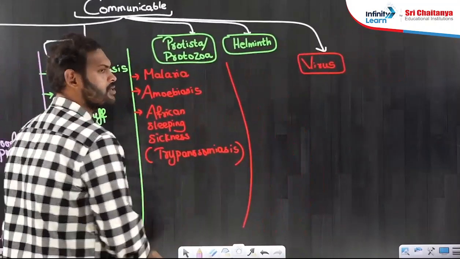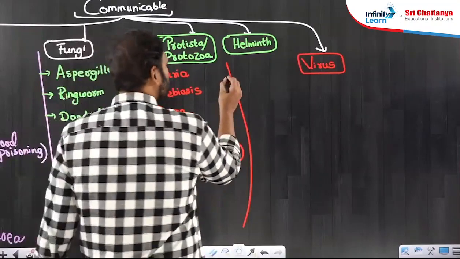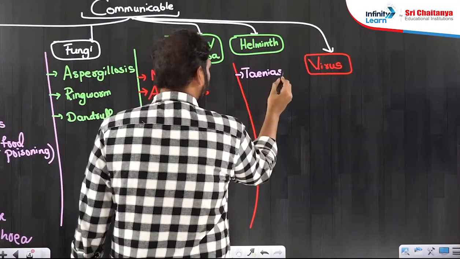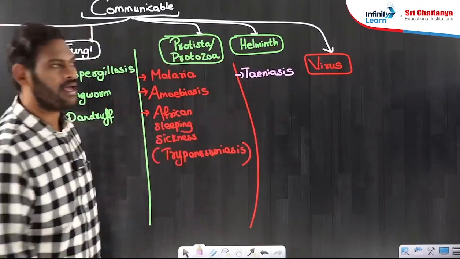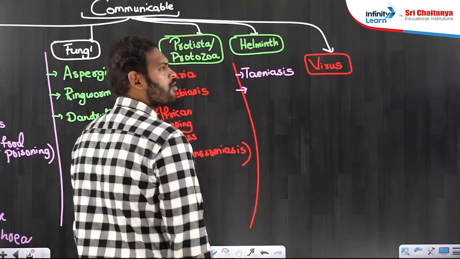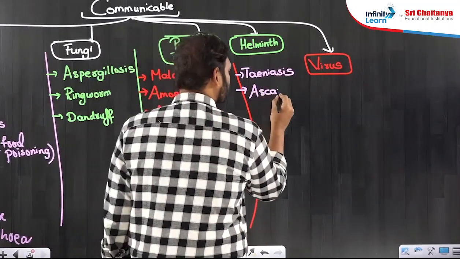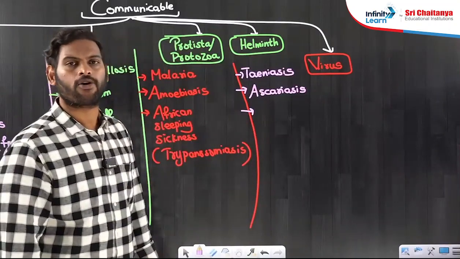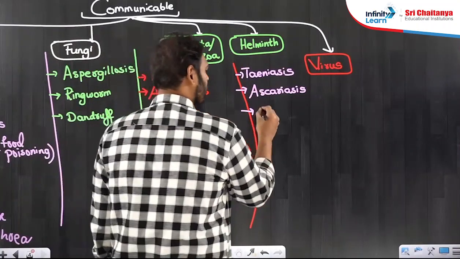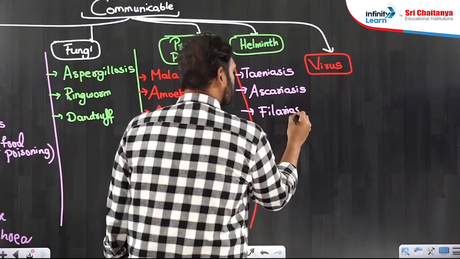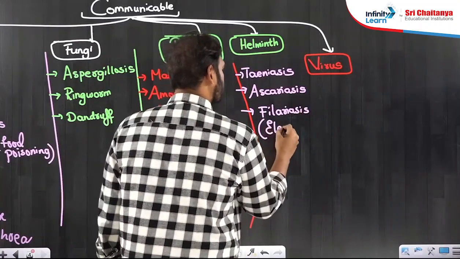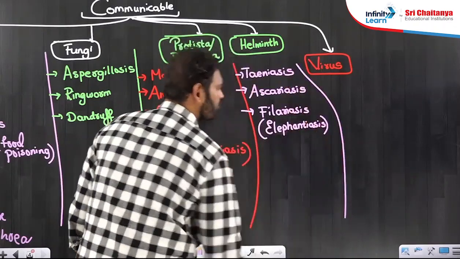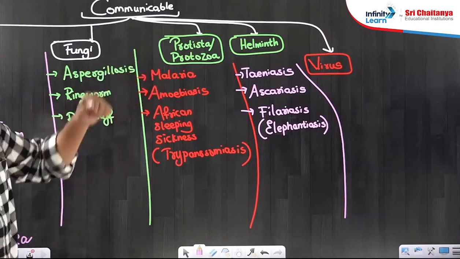And speaking about infections caused by helminths. Helminths include both platyhelminths and aschelminths. This includes teniasis first. Infection by Taenia solium, teniasis. Flatworms, platyhelminths. And infection caused by Ascaris lumbricoides, aschelminth, ascariasis. And a dangerous pathogen called Wuchereria bancrofti, which may cause filariasis. Filariasis is also known as elephantiasis. These are some examples of helminth diseases.